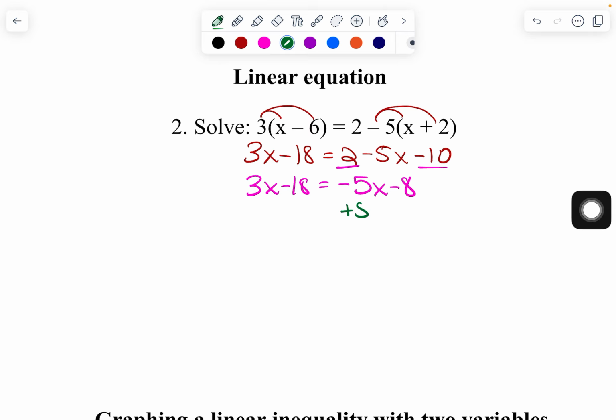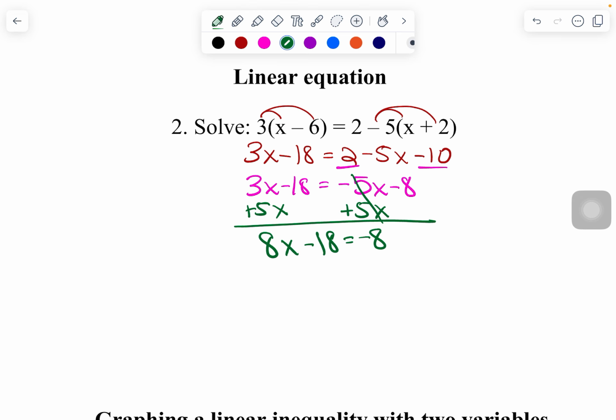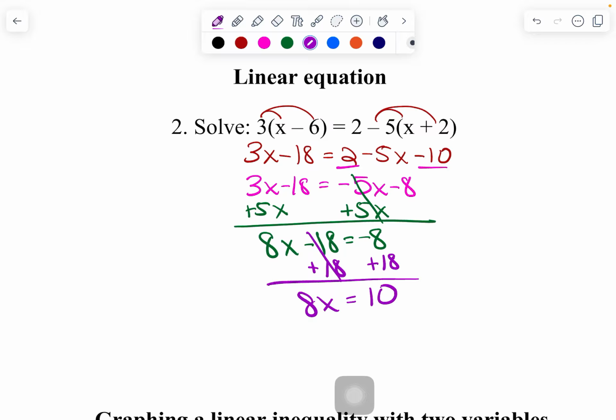So let's maybe add a 5x to both sides. So plus 5x, that's gone. That's going to get me 8x minus 18 equals negative 8. Now that I've got the x trapped on one side, let's go ahead and get rid of the constant. So add 18 to both sides. So 8x is equal to, what would that be, 10? Sure, that sounds good. And last but not least, let's go ahead and divide both sides by 8.